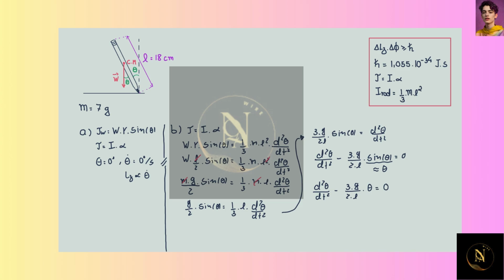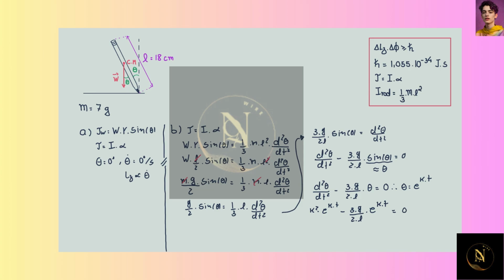To solve this kind of equation, we assume that theta is of an exponential form. That is, theta is given by e to k times t. And now we determine what k is. By substituting theta as this into this equation, we get the following. The second derivative with respect to t of this quantity is given by k squared times e to k times t minus 3 times g divided by 2 times L times e to k times t. And this is equal to 0.